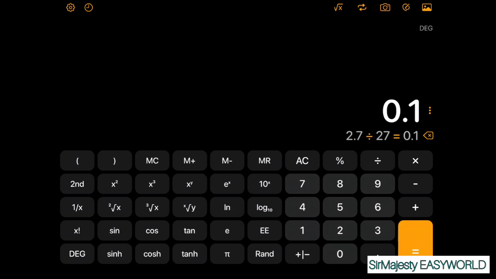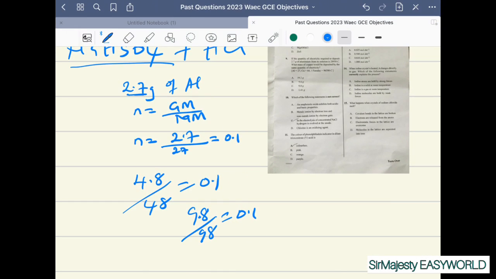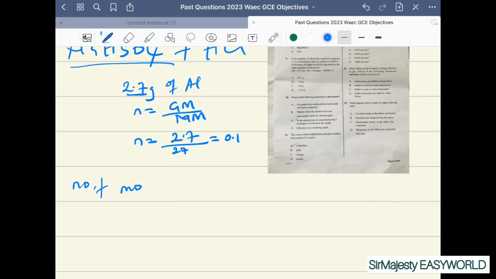So, which means we go back to our solving board. Therefore, I am correct. And you learn this: when similar numbers divide in that form, it is automatically 0.1. Therefore, the number of moles of copper, the number of moles of aluminium provided was 0.1.